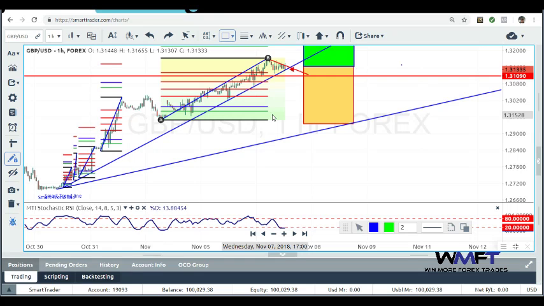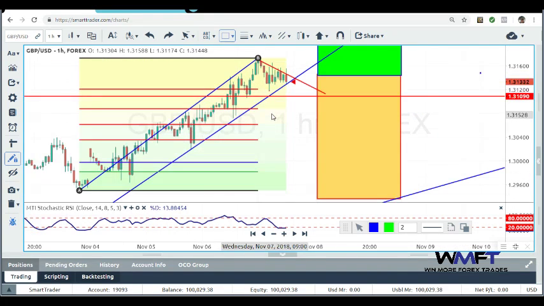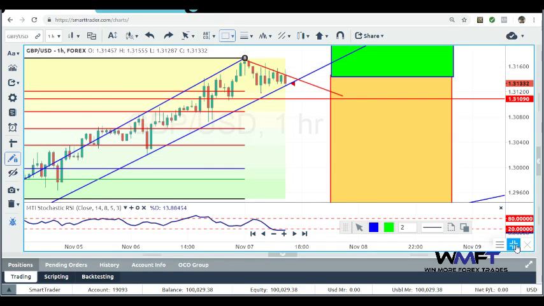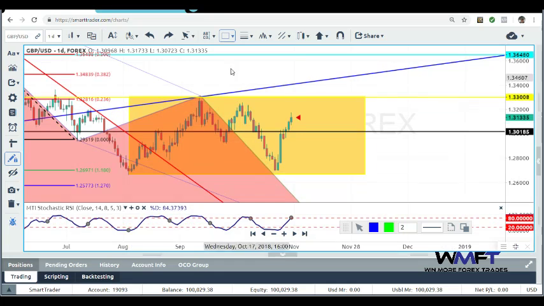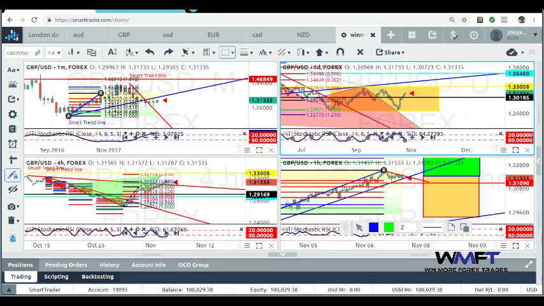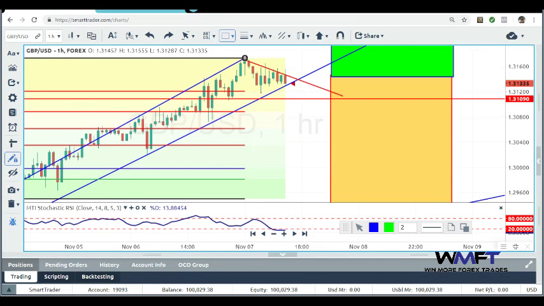But if the market does not break bullish and it enters into the sell zone, then we will start looking for a setup to start selling. But at the moment, we're just going to worry about the consolidation range right here on the daily time frame. Okay, guys, that is what I'm looking at. That is the Great British Pound and the United States dollar.